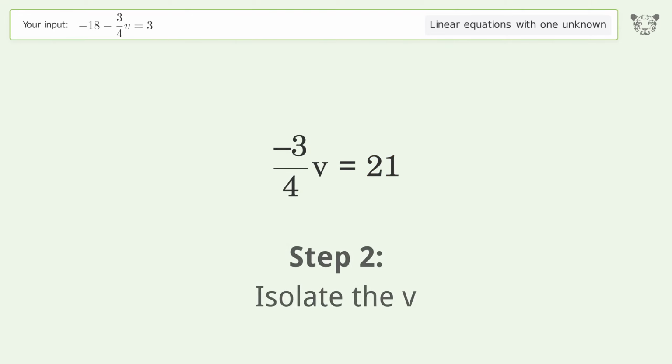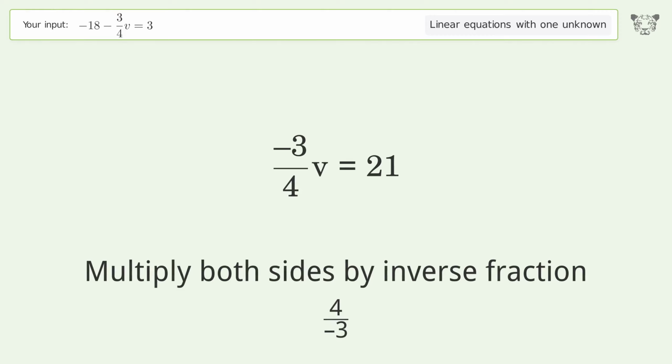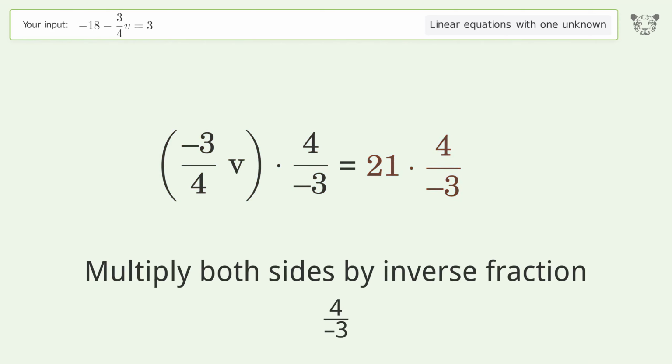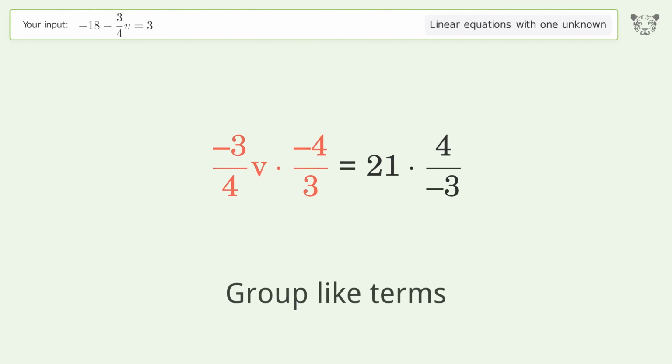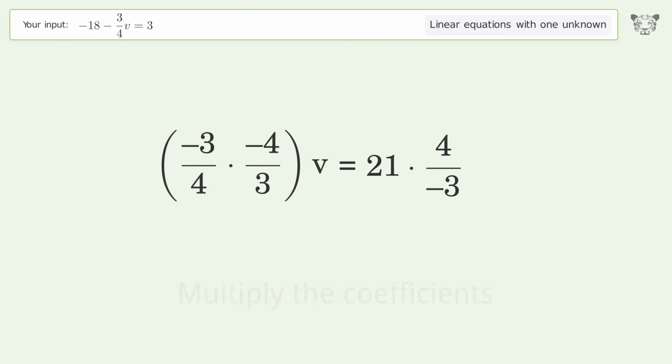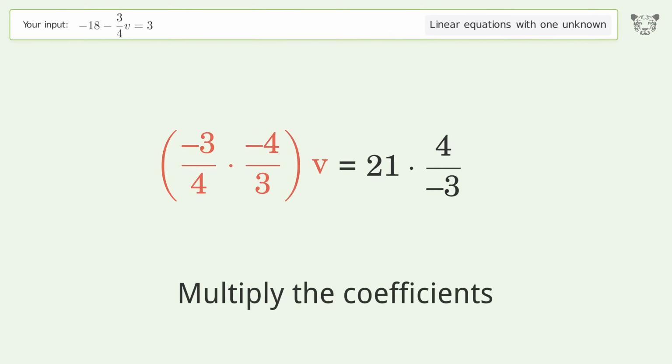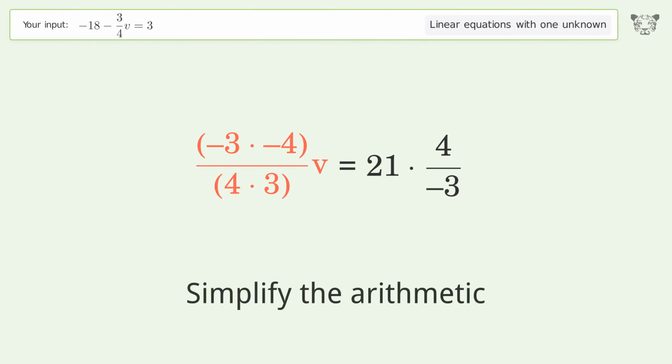Isolate the v. Multiply both sides by the inverse fraction 4/3. Move the negative sign from the denominator to the numerator. Group like terms. Multiply the coefficients. Simplify the arithmetic.